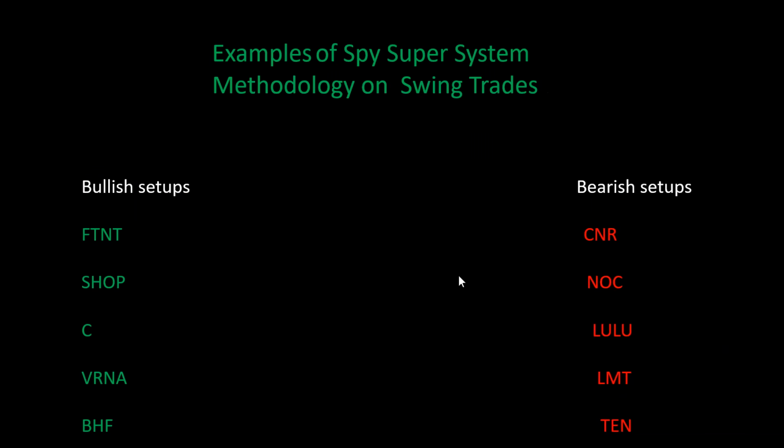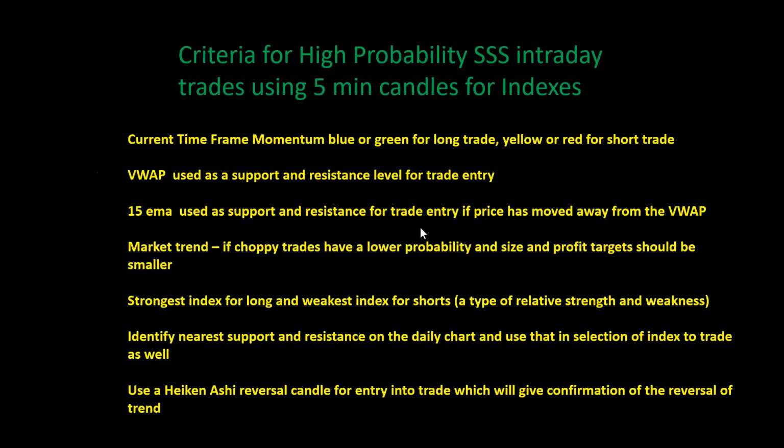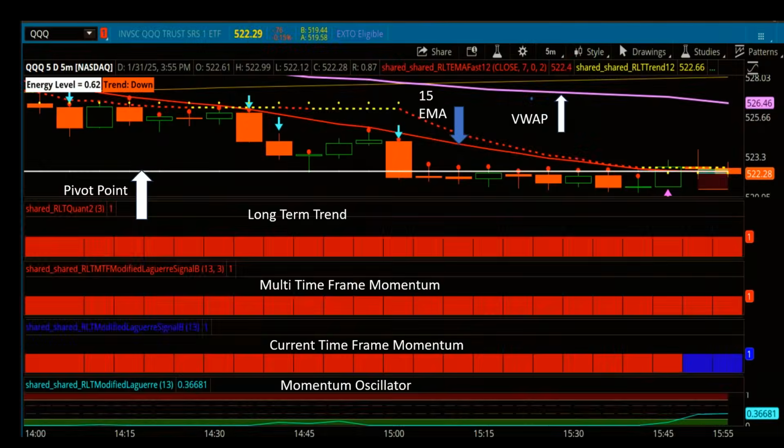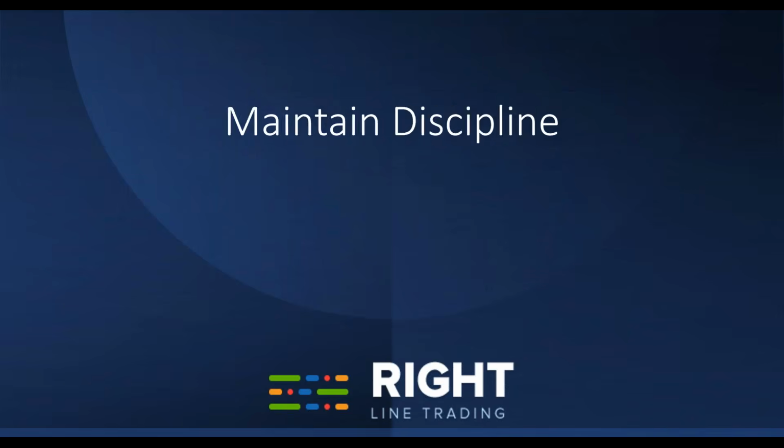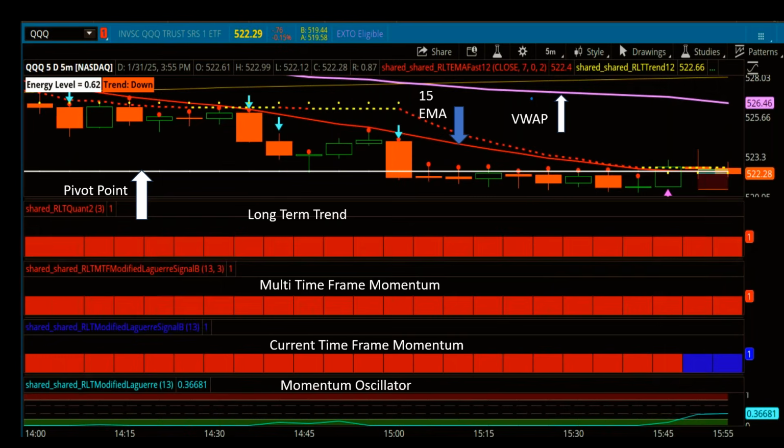Okay, there's the trades we took. Again, I've got all the criteria in here. I hope this helps you identify how to trade these SPY Super System setups for the 5-minute chart using the indexes. And you can actually trade stock off of there as well if they line up the way you want.